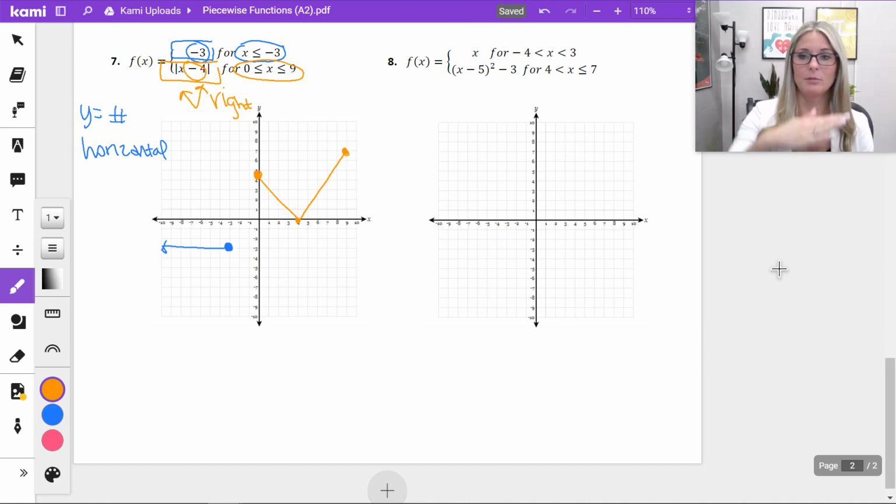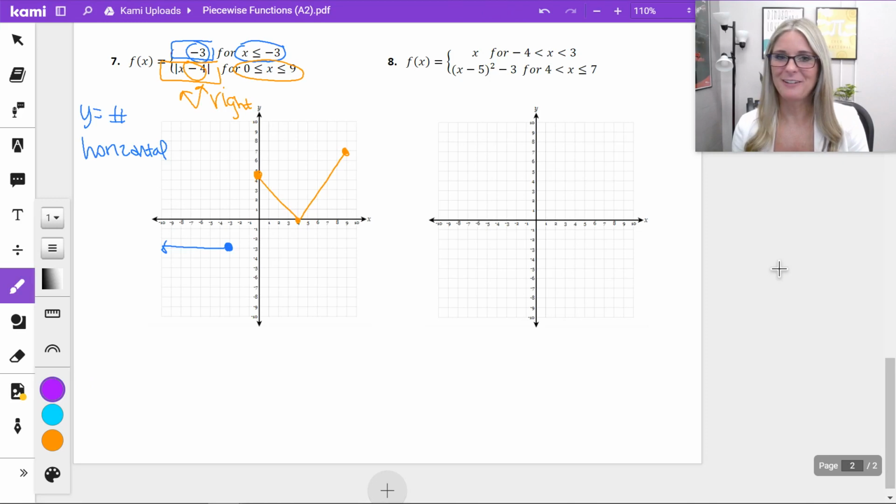We had f of x equals -3 with that horizontal piece, but only graphed from where x is -3 and less to the left. And then we had the absolute value of x minus 4. So it got shifted to the right 4 places, a V shape from 0, solid circle, to 9, solid circle. Those are your 2 pieces for your piecewise function.